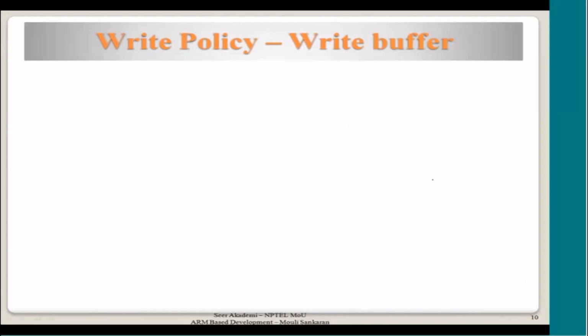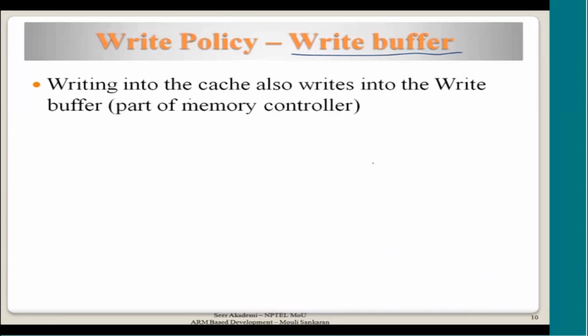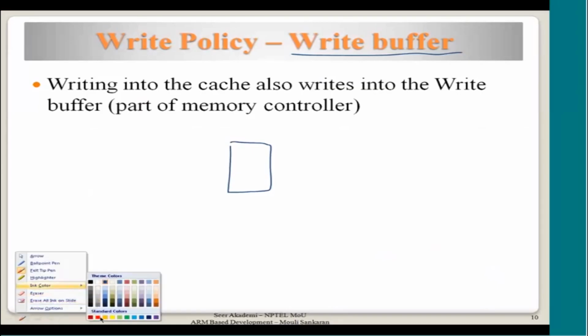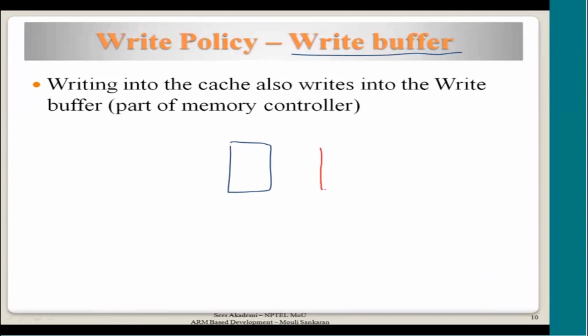Now what is a write buffer? I mentioned this write buffer when we discussed logical and physical cache. Writing into the cache also writes into the write buffer. So let me draw a diagram now. Because this is blue, let me change the color. This is the processor, this is the cache, this is the main memory. I am doing this so you don't get confused about what is what. Now assume that it is a data cache.